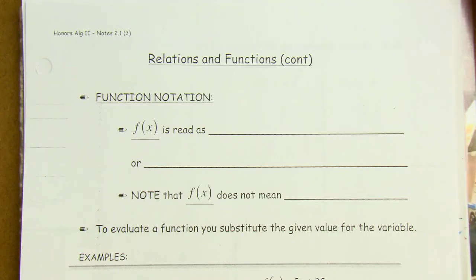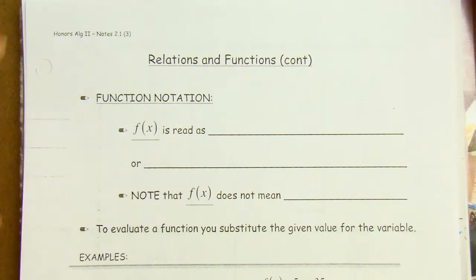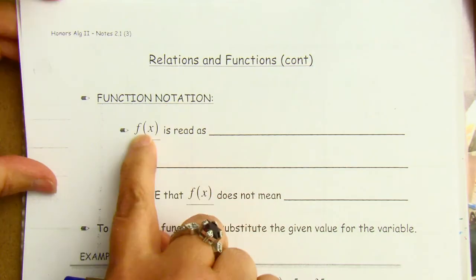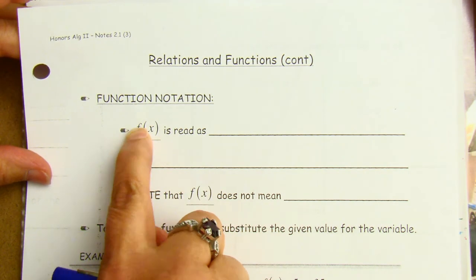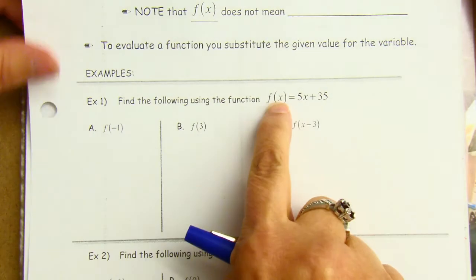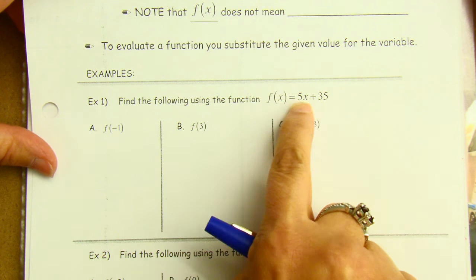Okay, we've got Chapter 2, Section 1, the third part of this, relations and functions. We are going to talk about function notation, such as this, f of x. We're going to use an equation, a function, f of x equals 5x plus 35.